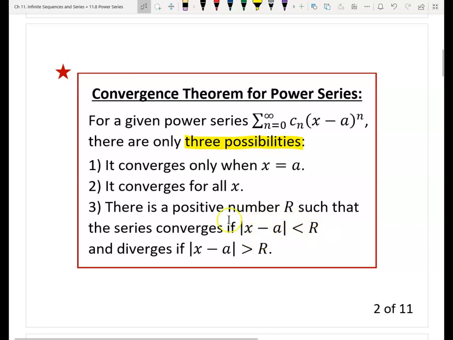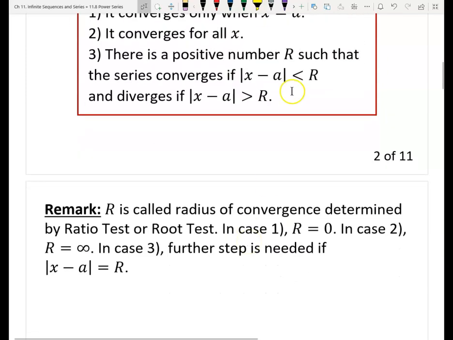Okay, remember how to say this? Usually we say the r neighborhood of a, which means when x goes inside the r neighborhood of a, the series converges, and outside of the r neighborhood of a, the series diverges. And this r in the third case, we have a name. We call it the radius of convergence.